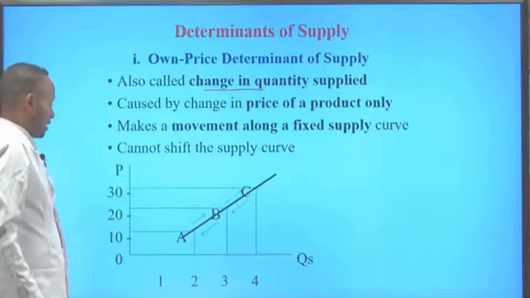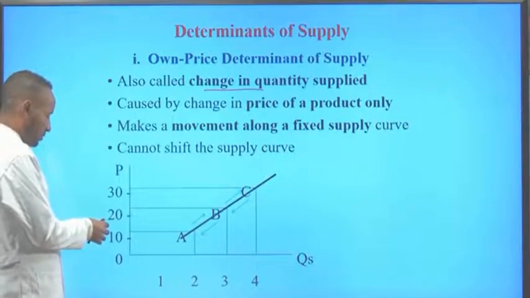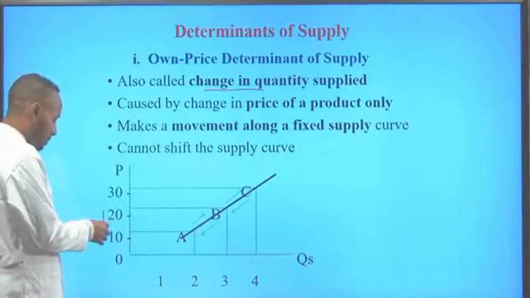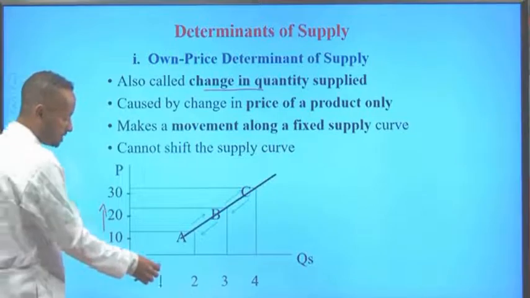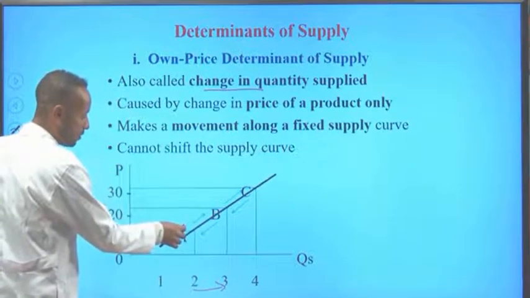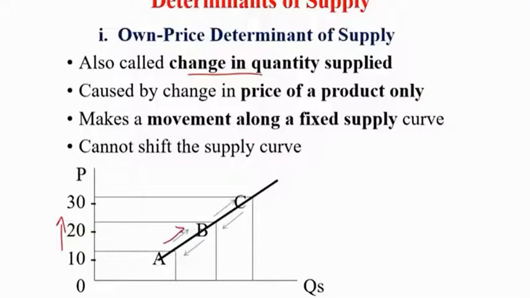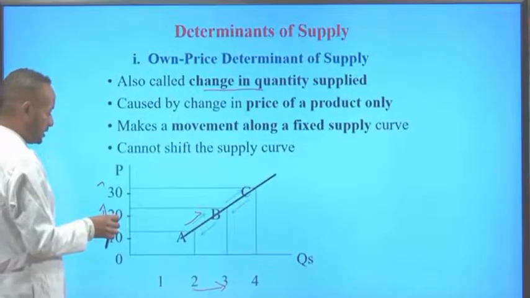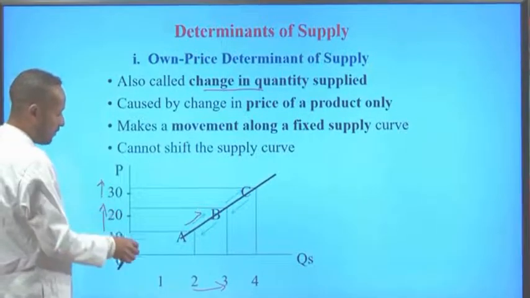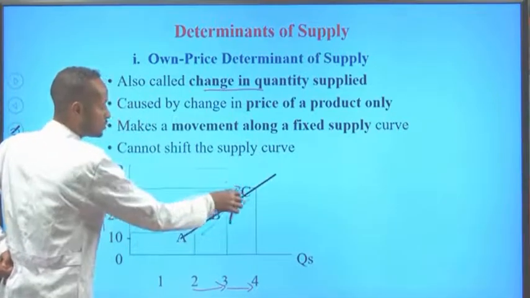It makes a movement along a fixed supply curve. Here, when the price of a kilogram of orange increases from 10 to 20, quantity supplied for orange increases from 2 to 3, which is a movement from point A to point B. As price of a kilogram of orange increases from 20 to 30, then the quantity supplied for orange increases from 3 to 4, which is a movement from point B to C.